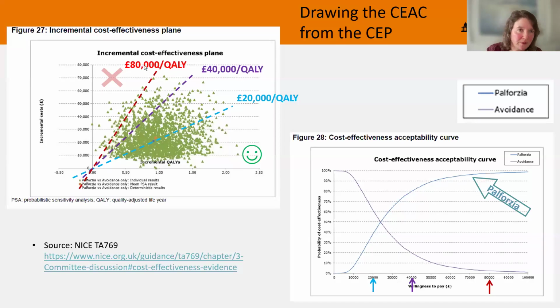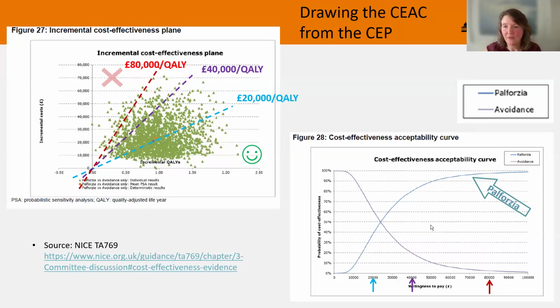Then if we go all the way up to the top here, £80,000 per QALY, so the gradient's gone up even more, we're nearly at 100%. So this is drawing the cost effectiveness acceptability curve from the distribution of dots on the cost effectiveness plane. And this is what we present instead of p-values and so forth. We show the probability of the new treatment being acceptably cost effective compared to the old one.